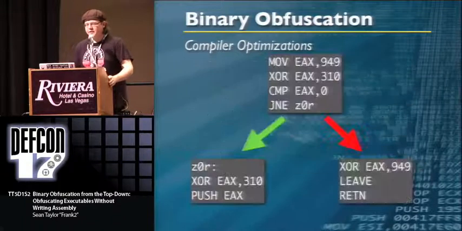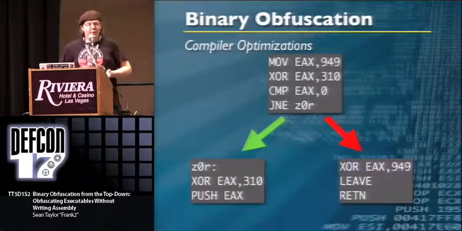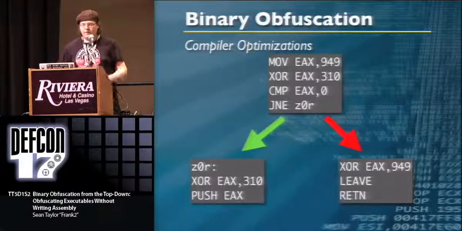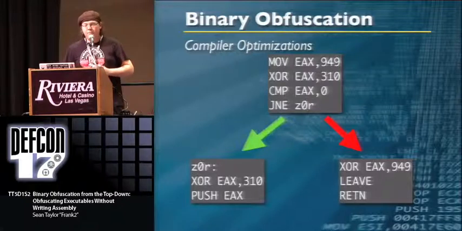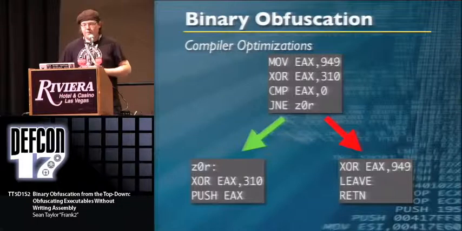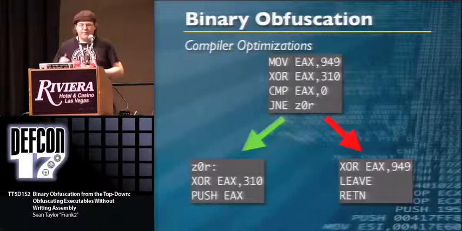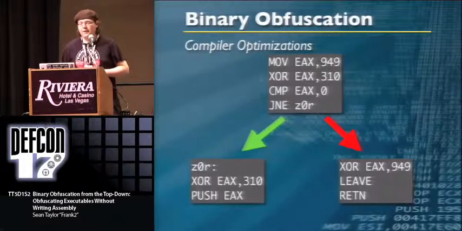So here's an example. For some reason or another, whatever code I've written winds up being pushed into this thing. So here we have EAX being equal to 949. Then we XOR EAX with 310. Then we compare it with 0. So if it's not 0, then it's going to jump to the XOR thing, which will then XOR EAX with 310 again, and then push EAX onto the stack. However, if it is 0, then it's going to XOR with EAX and then leave the program.